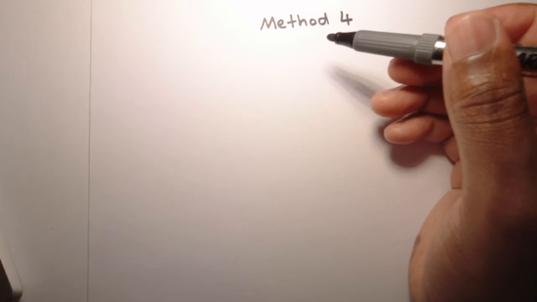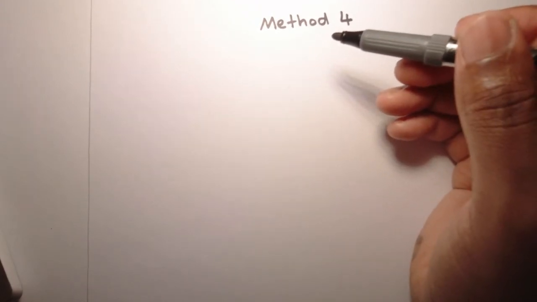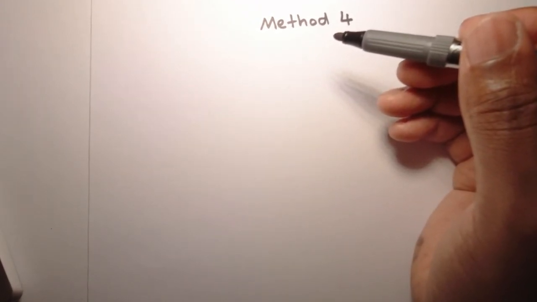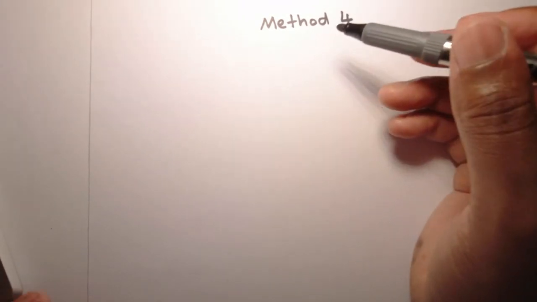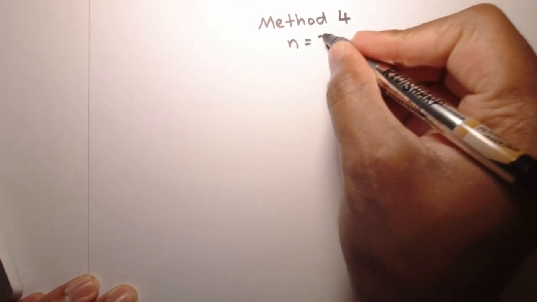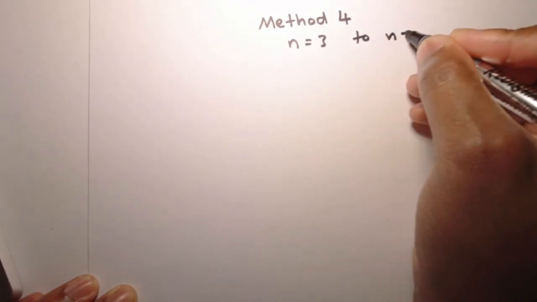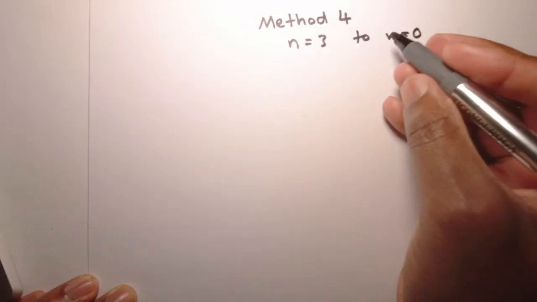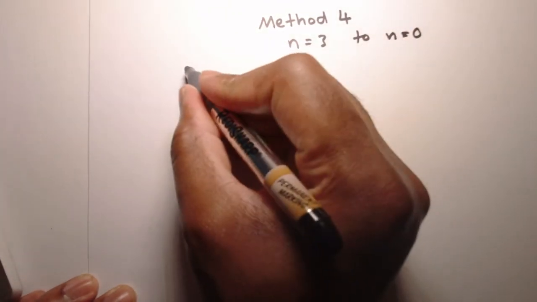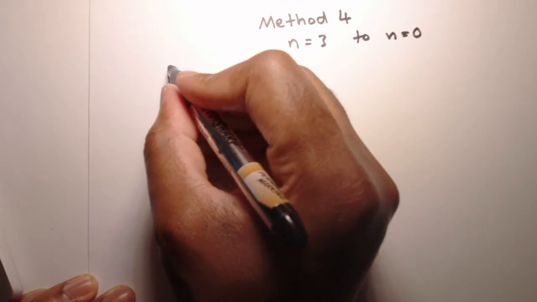Next, we have method 4. Method 4 uses recursion via a top-down approach in which we start with n is equal to 3, and then we decrement this to n is equal to 0. Method 4 has 3 different steps. The first step is to define the function.